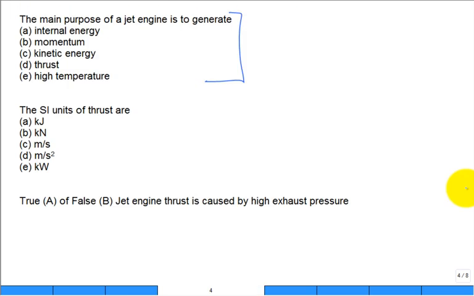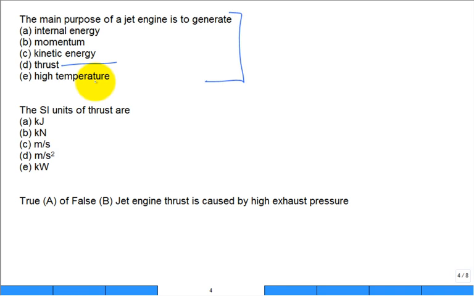So what is the main purpose of a jet engine: to generate internal energy, momentum, kinetic energy, thrust, or high temperature? Who would like to answer that? Only call, raise your hand. All right, you get the opportunity. Thrust. Now, have you ever heard of the word thrust before? He's correct. What is thrust?